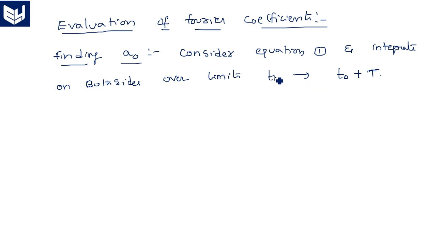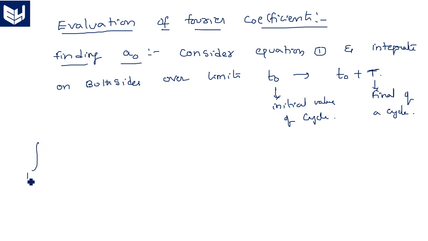So what is t naught? T naught is the initial value of the time period, and capital T is the fundamental time period. You can take this as the initial and this as the final value of a cycle, only for one cycle. That means you are going to integrate the given equation 1 for one complete cycle.